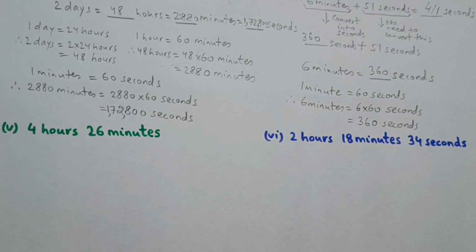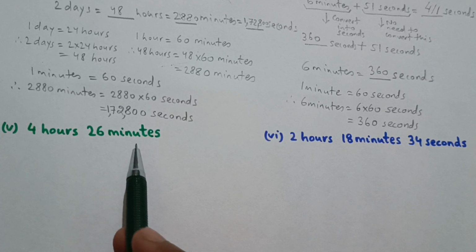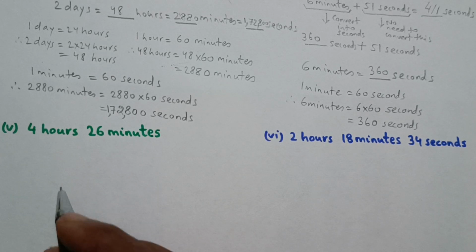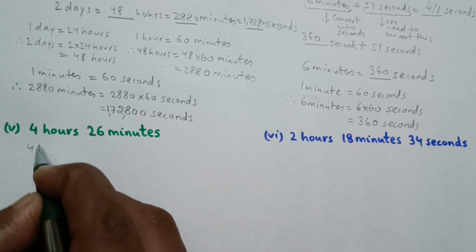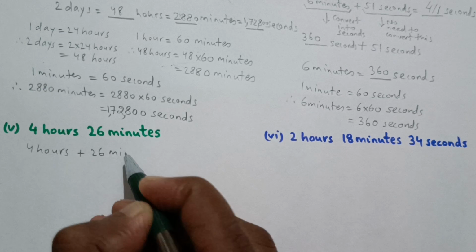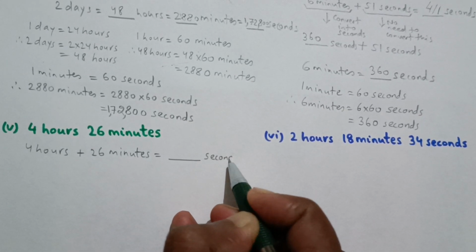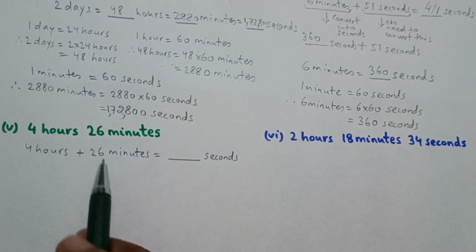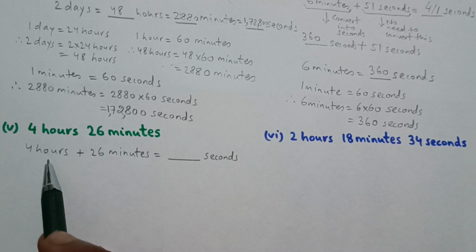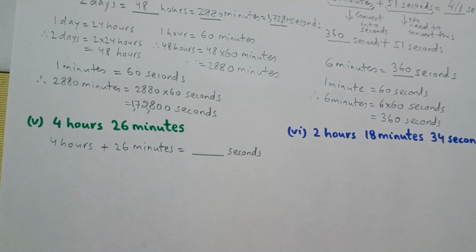In question number 5, we have to convert 4 hours 26 minutes into seconds. So 4 hours 26 minutes is how many seconds? This means 4 hours plus 26 minutes is equal to how many seconds?